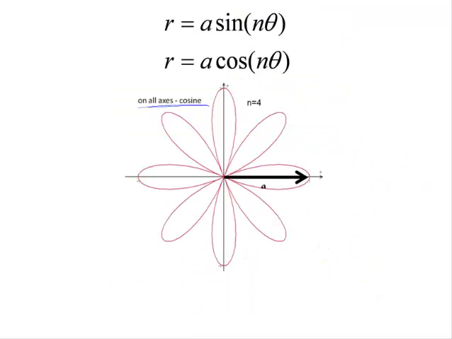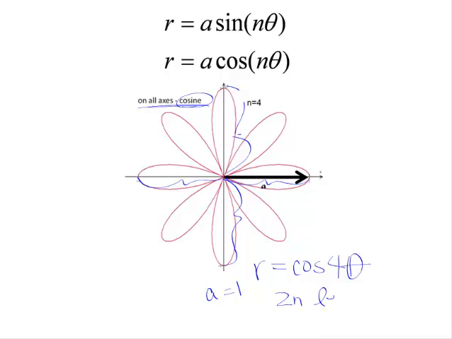Here, since there is a leaf on each of the axes, I know again we're dealing with cosine. Since each leaf intersects the axis a distance of 1 unit from the pole, I know that a equals 1. So I'm dealing with 1 times the cosine of, and I have 8 leaves, therefore I know that n is 4. Because I will always have 2n leaves when n is even.